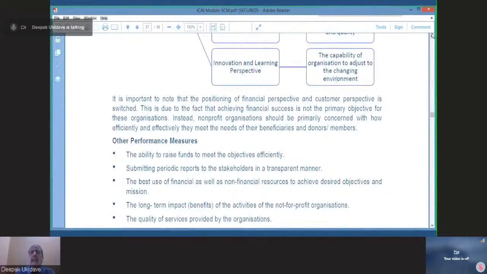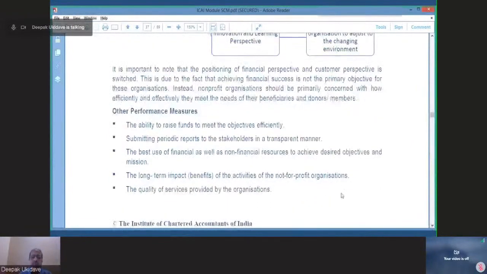And number three, the adapted balanced scorecard given by Kaplan and Norton. So this is what we discuss in the context of not-for-profit organizations, how to measure performance. Of course, there are other performance measures also, and they are all summarized below. Ability to raise the funds to meet the objectives efficiently. So are you in a position to raise the funds?